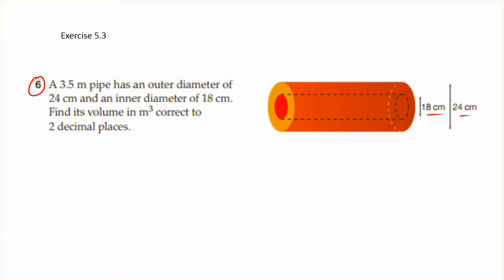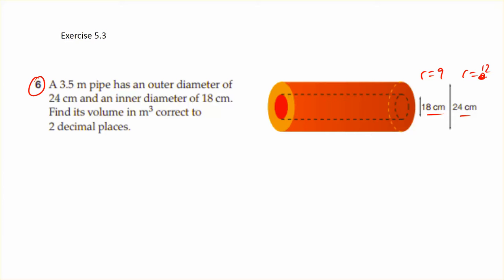we got two of these diameters. In terms of radius, the radius is 9 here, and the radius is 12 here. Okay, so you got to be careful. If you're given diameters, you must convert to radius.